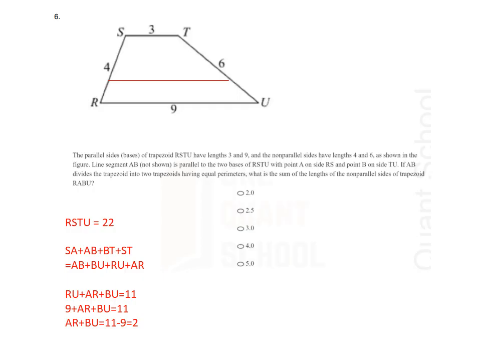Now RU plus AR plus BU equal to 11. Now we are given that RU equal to 9. We have put it there. And AR plus BU, that is the two sides of the lower trapezoid, equal to 11 minus 9 equal to 2. So now the two non-parallel sides, that is AR plus BU, equal to 2. Our answer will be option A.